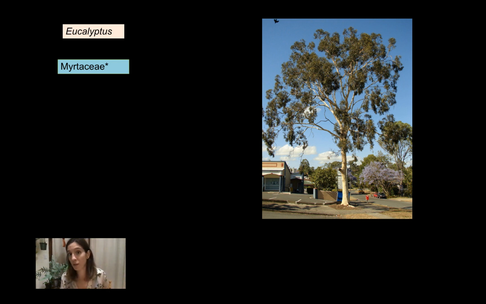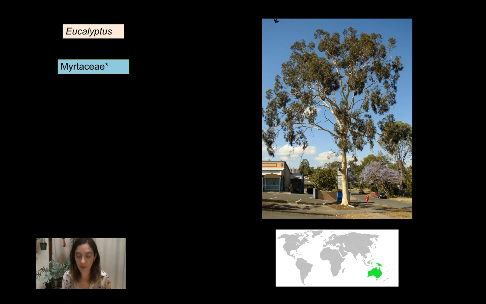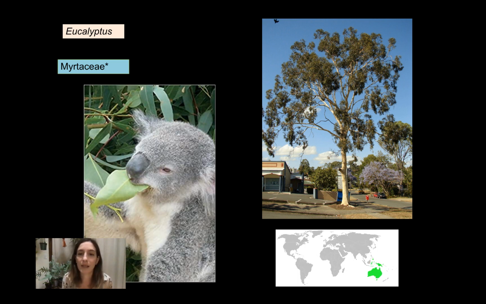So as you can see from this picture, the habit is a tree, sometimes competing, rivaling with the heights of our local redwoods. Apparently where they live in Australia, you tend to see koalas eating the leaves because it makes up the entirety of their diet.